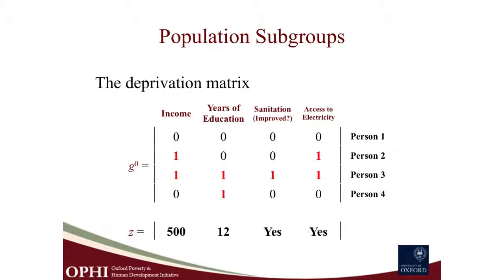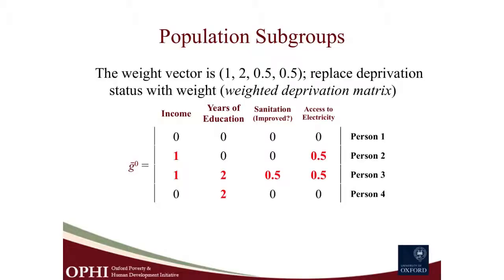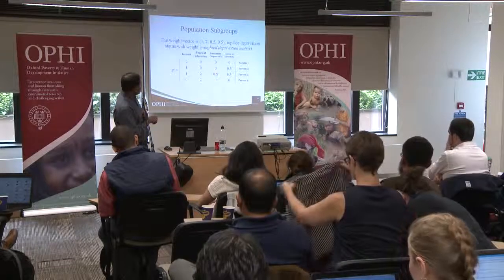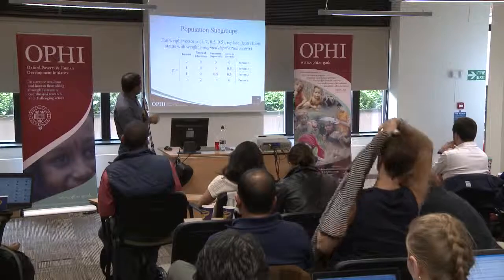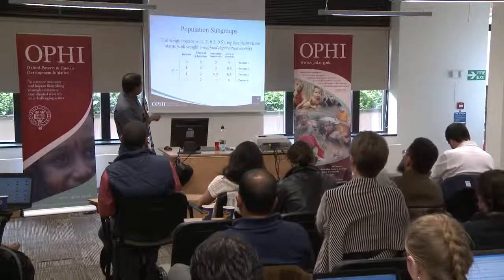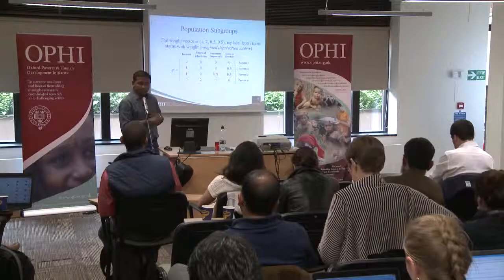Now suppose we have a weight vector. To be consistent with the previous lecture, we present the weights so that they sum up to the number of indicators. However, you can do the same exercise with weights that sum up to 1. But just to be consistent, we use this particular weight vector, and then you get the G0 bar matrix, which Anna had introduced in her lecture. So you replace these deprivations by the corresponding weights. Income gets weight equal to 1, education gets weight equal to 2 and 2, and sanitation and access to electricity get weight of 0.5.